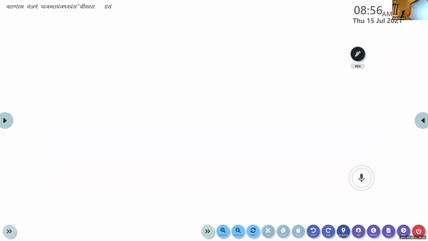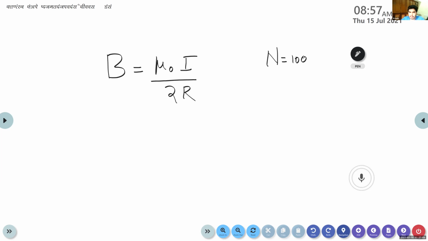So the magnetic field due to a circular coil is given by B is equal to mu 0 I divided by 2r. This is the equation for calculating the magnetic field due to a circular coil. So here the values given are N is equal to 100 and I is equal to 0.40 ampere, and the radius r is 8 centimeter, that is 8 into 10 raised to minus 2 meter.